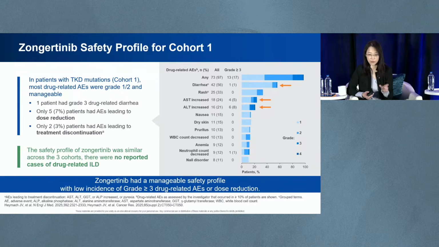Overall, because of the complete EGFR sparing, zangertinib's toxicity profile is really quite tolerable. We still see some diarrhea and skin rash. However, the majority of them, as you can see, are very low grade, as indicated by light blue. Some of them are grade 2, but overall the toxicity profile is very easy to manage. In addition, in this initial cohort presentation, there's no drug-related ILD.